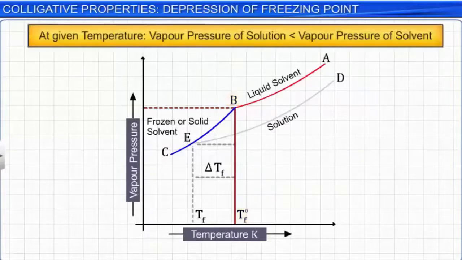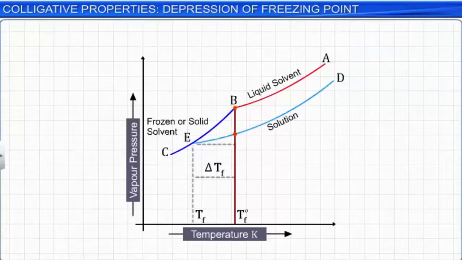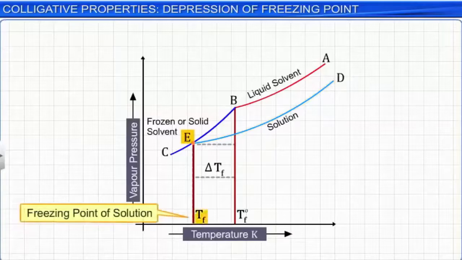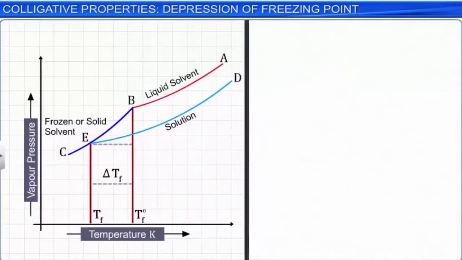Also, at any given temperature, the vapor pressure of the solution is less than that of the solvent, and curve DE for the solution lies below that of the solvent. Curve DE meets the pure solvent curve at E. Therefore, E represents the freezing point Tf of the solution. As can be seen, Tf is lower than Tf0.